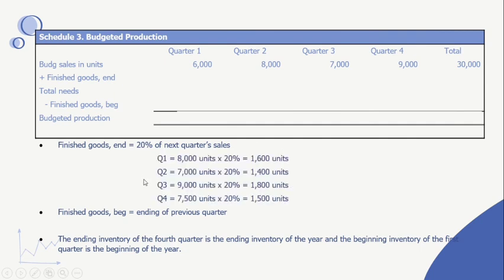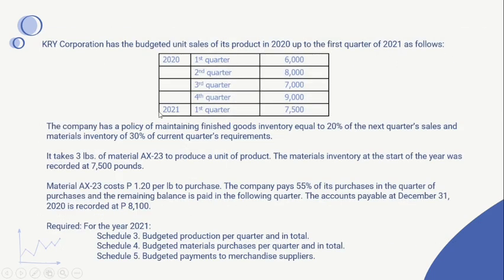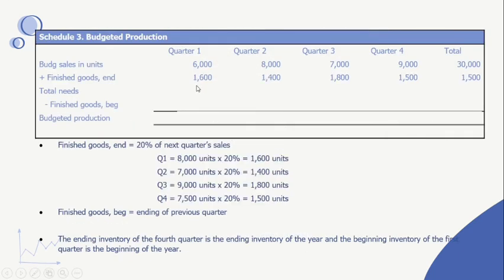So, ang atong quarter 1 na finished goods ending should be 8,000 units times 20%. So, 20% of the next quarter sales. So, quarter 2. And so on and so forth. Then, kaning quarter 4, this amount ang sa 7,500. Given ang budgeted sales for 2021, first quarter. So, kani ang atong gi-base. Next quarter man. So, we have 1,6, 1,4, 1,8, and 1,5.